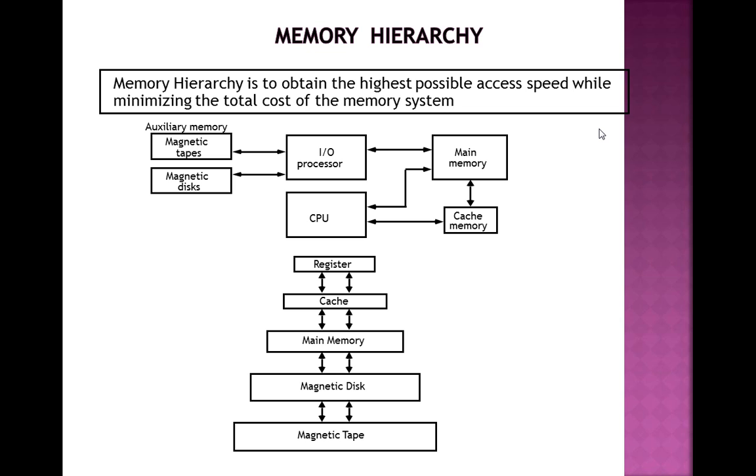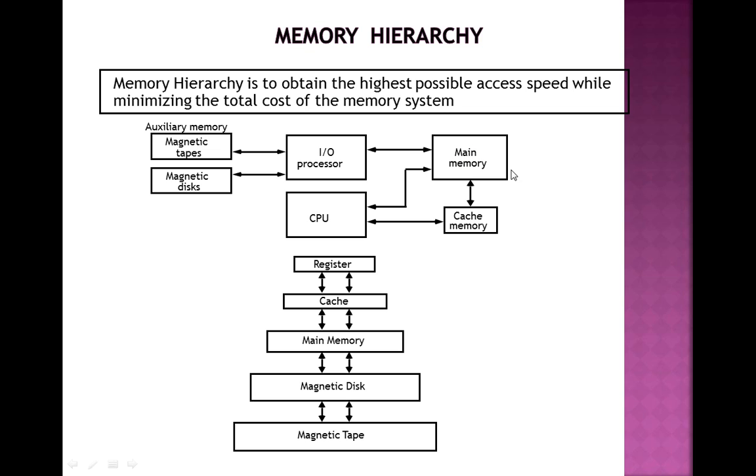This is the diagram. It shows main memory, auxiliary memory, and cache memory, three types of memory generally. On the left hand side it is auxiliary memory. The examples include magnetic tape and magnetic disk. There is one input-output processor that is used for giving the input and taking the output.